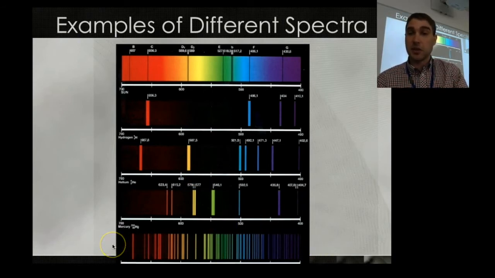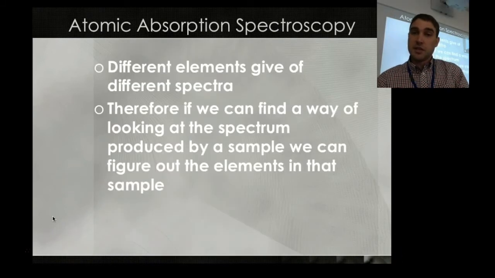We can see uranium has a lot of electrons, so a lot of energy shells for the electrons to go into as well. The electrons jump up and down and we get a lot more spectra than we do for hydrogen or helium, for example. Since different elements give off different spectra, we can look at the spectrum produced by a sample to figure out if you have that element in the sample.